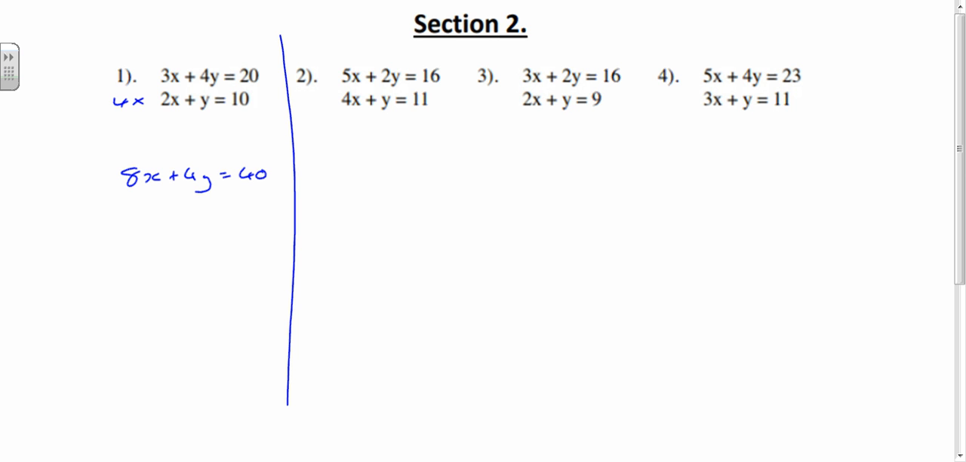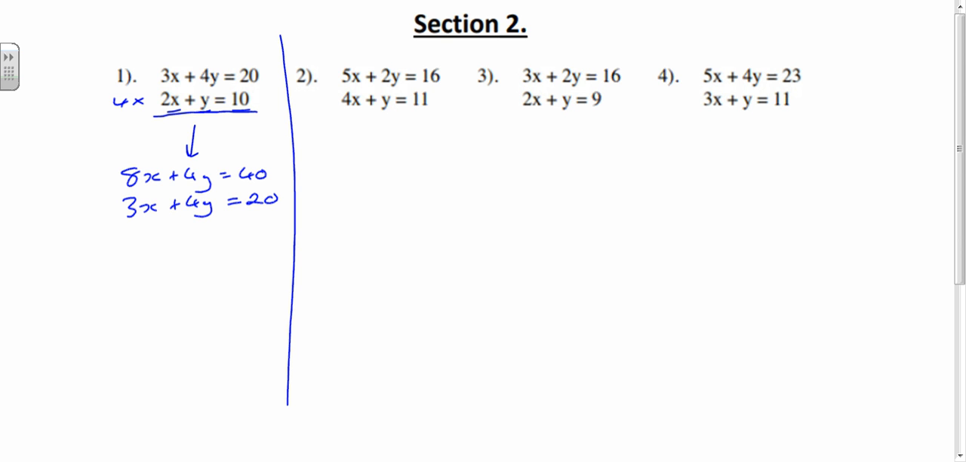Remember, when you multiply it by 4, everything gets multiplied by 4. So 2x times by 4, y times by 4, and 10 times by 4. And then if you write out the other equation underneath it, you've got 3x plus 4y equals 20. And now we've got the same number of y's. Now because they are both positive, and this would also be the same if they are both negative. So if it was 8x minus 4y and 3x minus 4y, you still take it away.